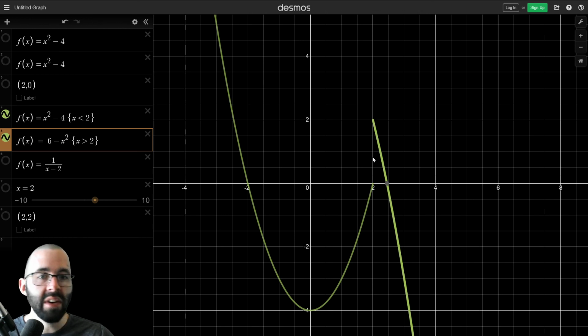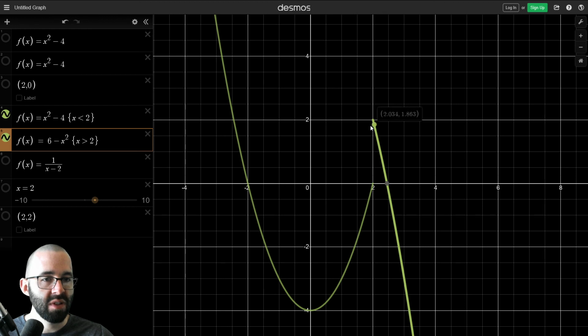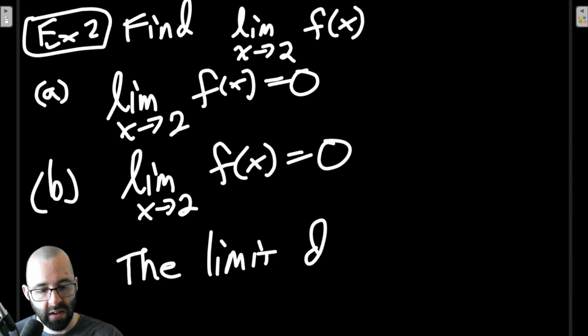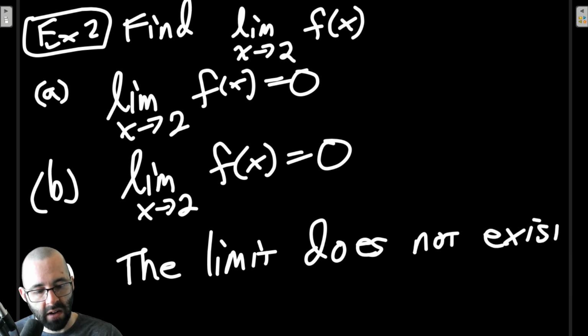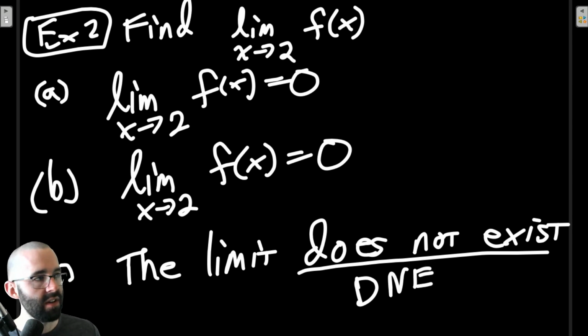Since these don't agree, there is no limit. These two things have to approach the same thing. From the left, it's approaching 0. From the right, it's approaching 2. So there is no limit here. The limit does not exist. All right. And a lot of times we'll abbreviate this DNE, or does not exist.